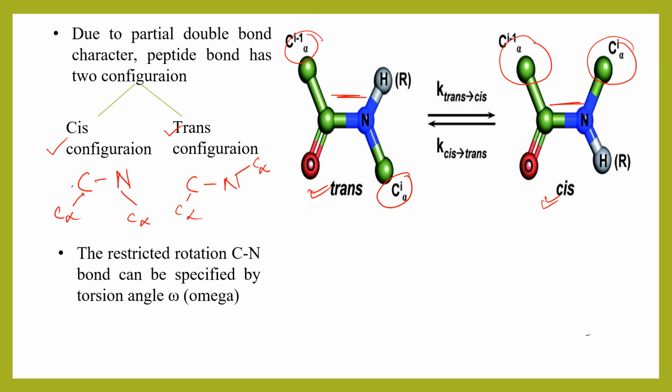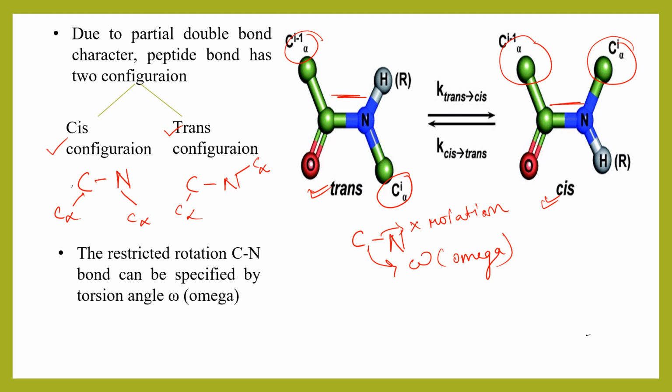Now we know that the bond between the alpha carboxyl group and the alpha amino group has a partial double bond character, and because of this partial double bond character it is restricted to rotation, that is, it cannot rotate, and this restricted rotation is specified by torsion angle omega. So these are a few characteristics of peptide bond.